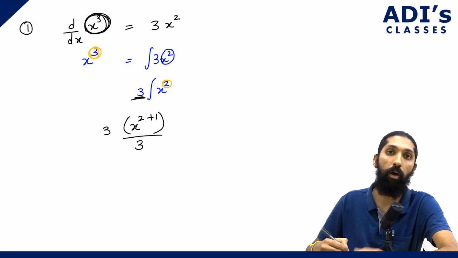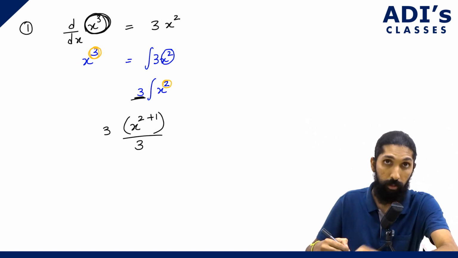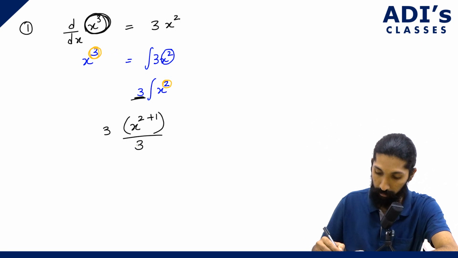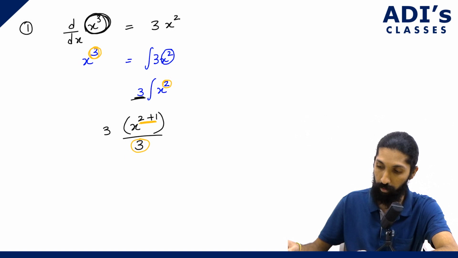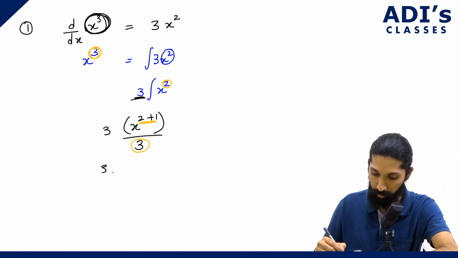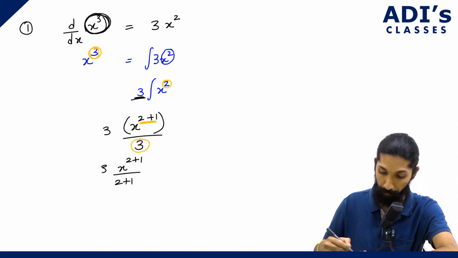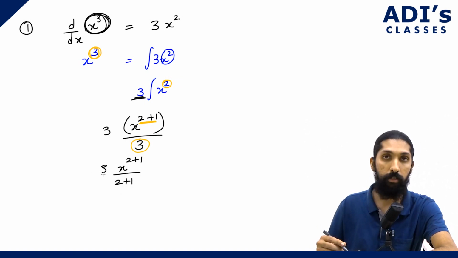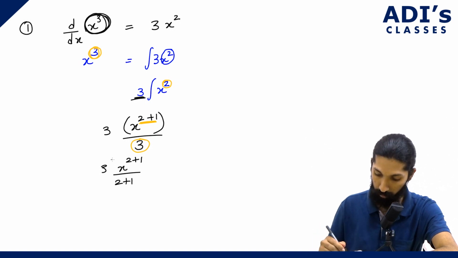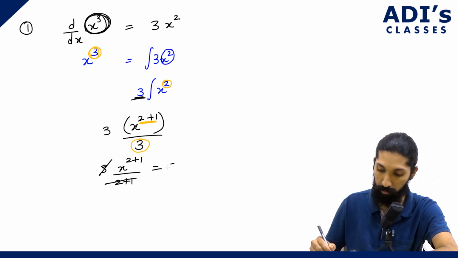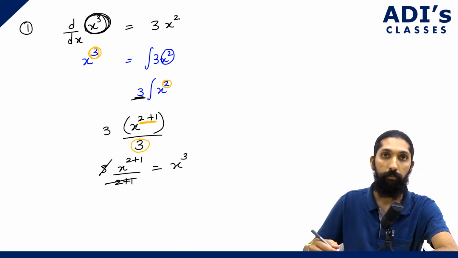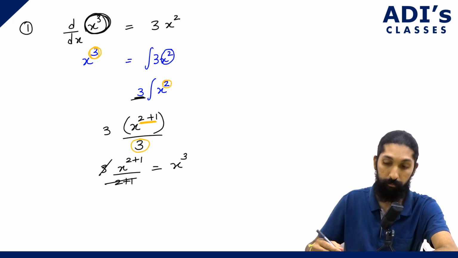You might be thinking, how can we just divide? Not possible. That's why instead of writing 3 here, I'll write this in terms of the power. That means 3 into x to the power of 2 plus 1 divided by 2 plus 1. Here 2 plus 1 is 3. 3 and 3 are going to get cancelled, right? So this and this get cancelled. What do you get now? x to the power of 3. This is basic, correct?